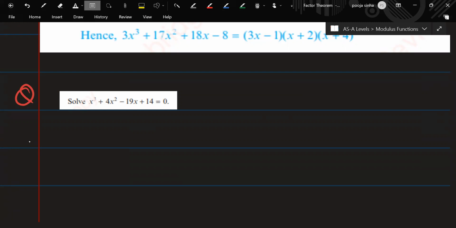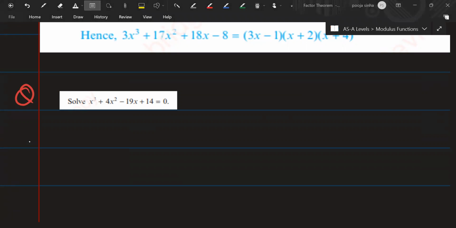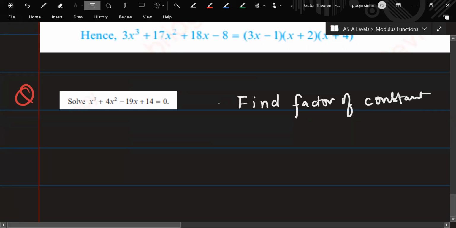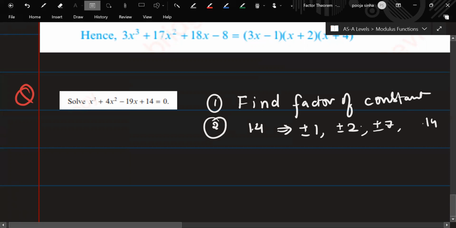Okay. How will we do it? So we will start with finding our factors for the constant here. What is the constant here? 14. So step 1 would be find factors of constant. What is your constant? The constant is 14. So iske factors kya kya ban rahe? 1, 2, 7 and 14. So can I say plus 1 and minus 1, plus 2 and minus 2, plus 7 minus 7, plus 14 minus 14. They're all factors of 14.